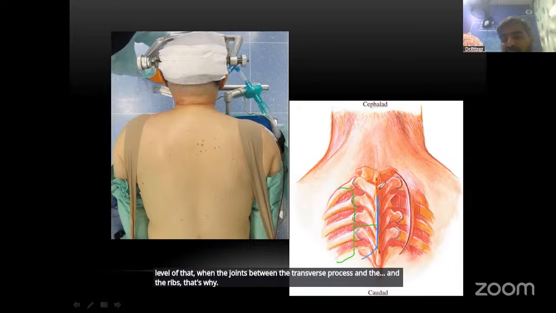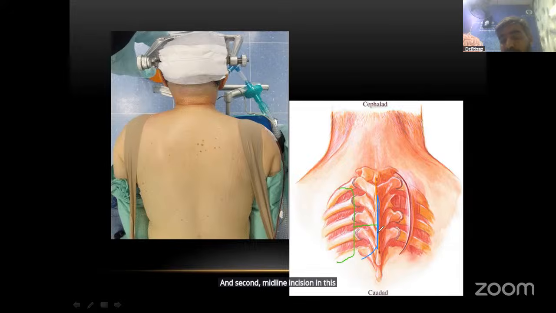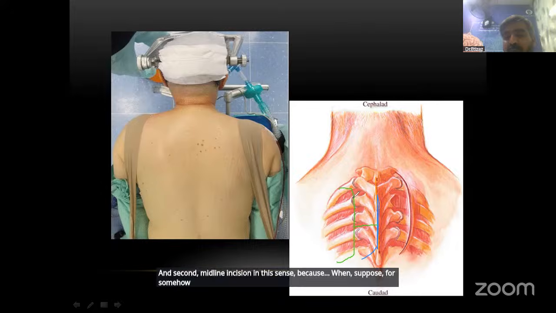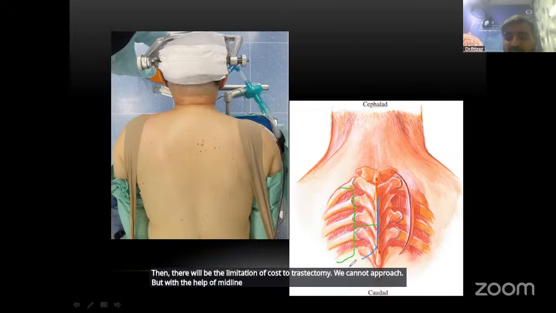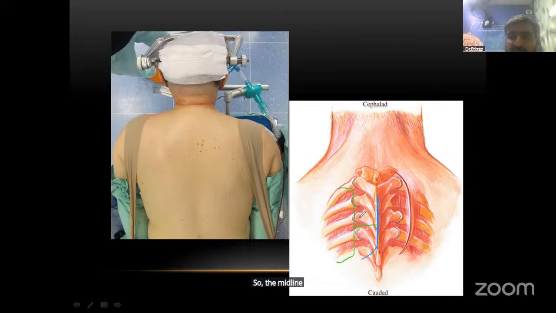And the midline incision has its place because, suppose for some reason when we go to this level it is very difficult to do the costotransversectomy, then there will be a limitation of costotransversectomy. We cannot approach. But with the midline incision, we can retract all the way and alternate between midline and lateral approach. We can also do the transpedicular approach. So midline has this access. We can remove the lamina as well. We can remove the spinous processes as well.